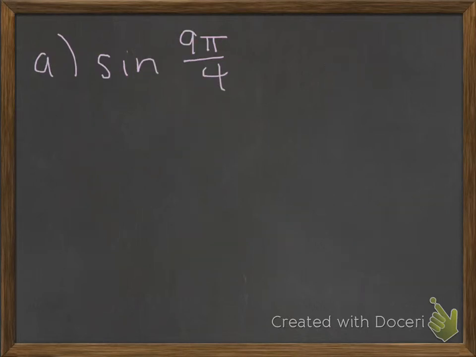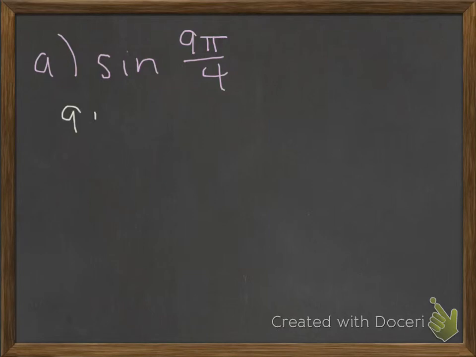So on the next page, you have sine of 9 pi over 4. And if you flip back and you look at your unit circle, you're going to notice that 9 pi over 4 does not appear anywhere on your graph. So we have to find a coterminal angle, and this is what we learned yesterday.